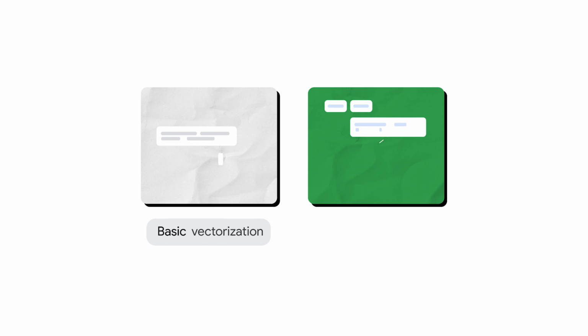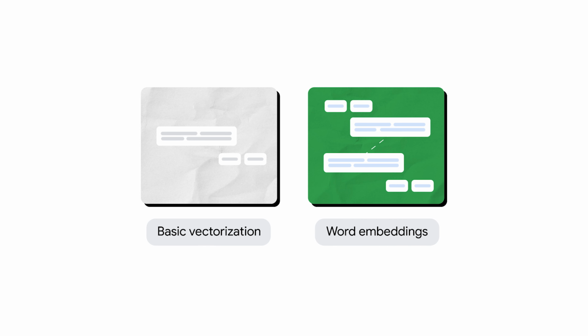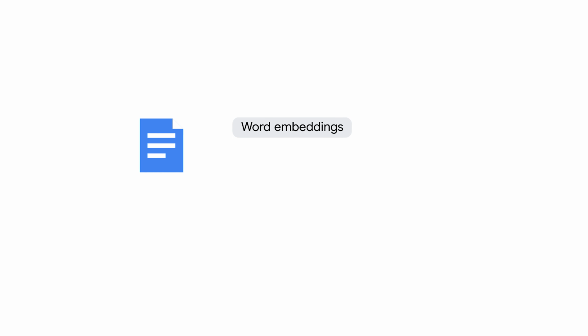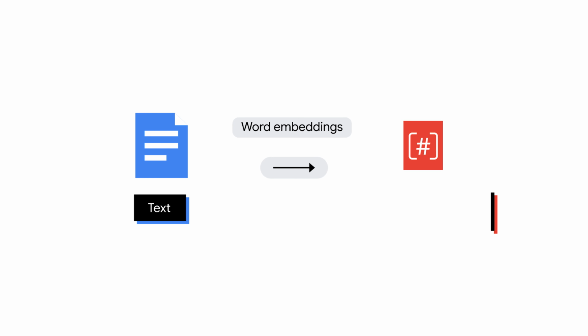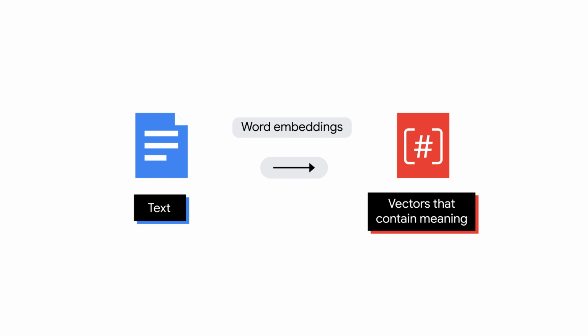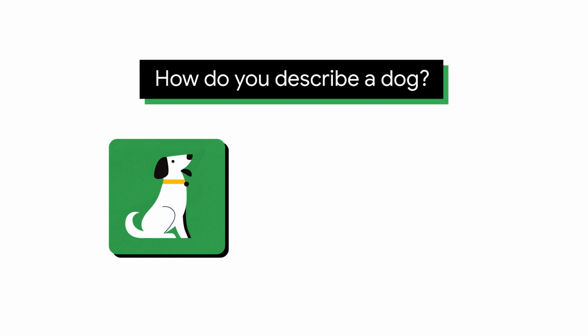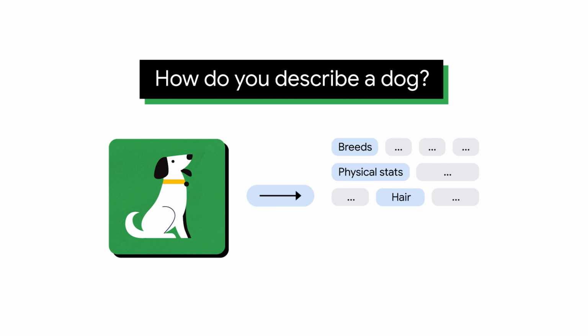To solve these problems, you explore a new approach called word embeddings. Let's start with intuition to see how you can encode text to numbers that convey meanings using word embeddings. Let's ask the question, how would you describe a dog? How about their breeds, physical stats such as height and weight, hair color and length, relationship to you such as a family member or neighbor's dog? Their behaviors like bark or quiet, you get the idea. You can easily think of at least 20 different dimensions to describe a dog.